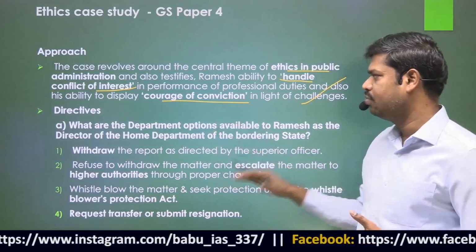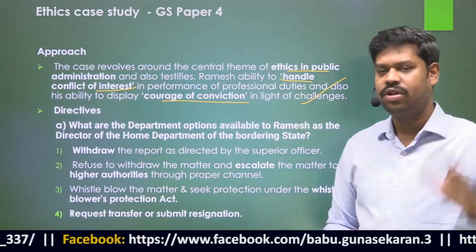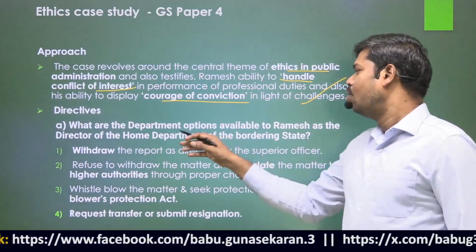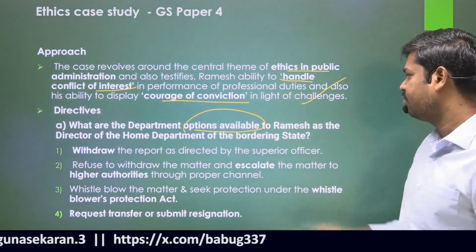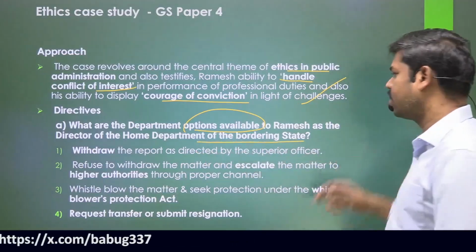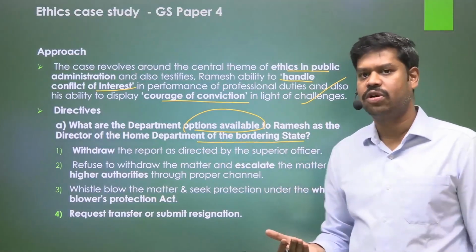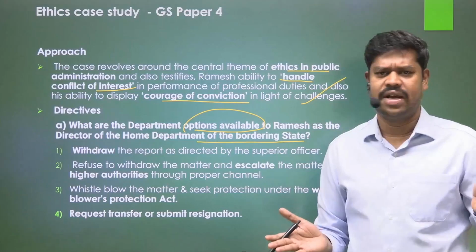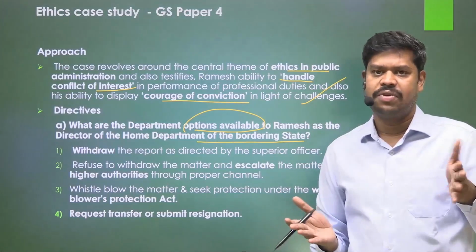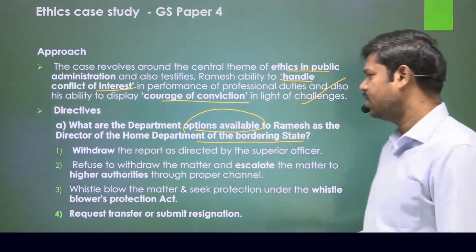Now, just quickly come to the directives. Look into the directives and answer only to the directives. Nothing more than that is required. What are the different options available to Ramesh as the director of the home department of the bordering state? So, what are the various options? Put yourself in Ramesh's position. What could be the possible alternatives? There can be a number of options. Restrict to 3 to 4 options. Some can be very appropriate, some may not be appropriate, but these are the possible options. Okay, so you can do that.